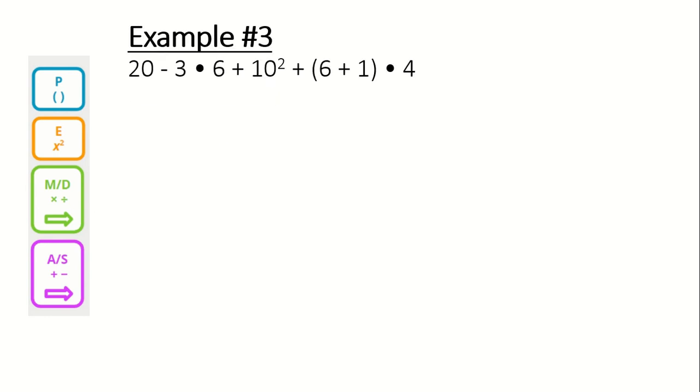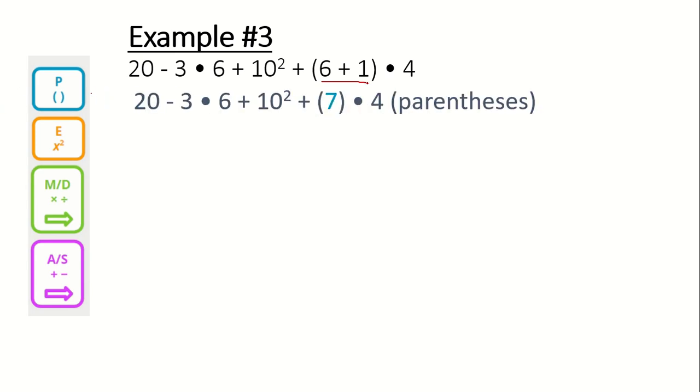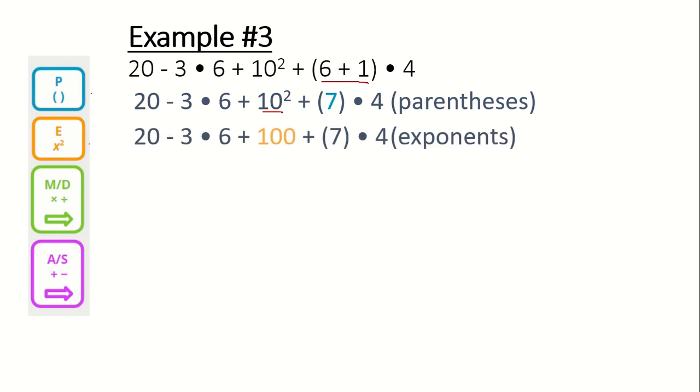Let us have 20 minus 3 times 6 plus 10 squared plus the quantity of 6 plus 1 times 4. Following PEMDAS, you start with P or parenthesis. 6 plus 1 is 7. Next is to deal with exponents. 10 squared means 10 times 10. So, 100.